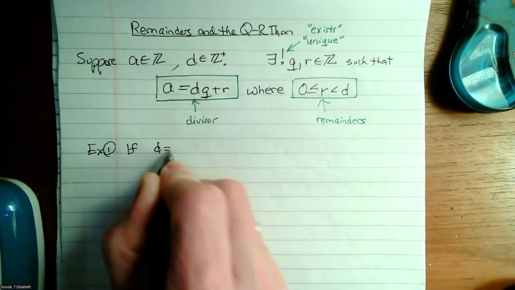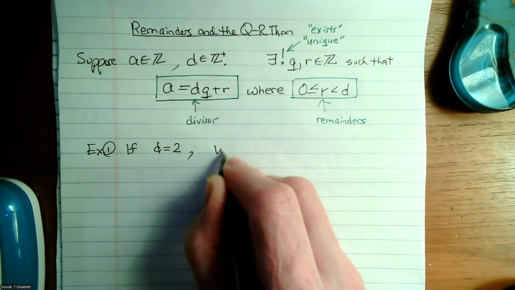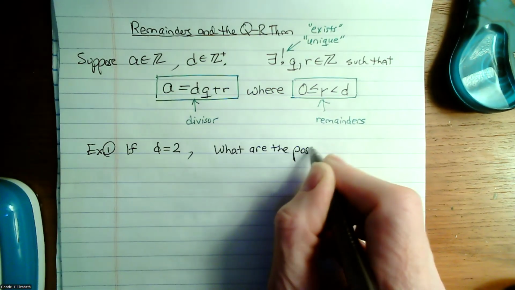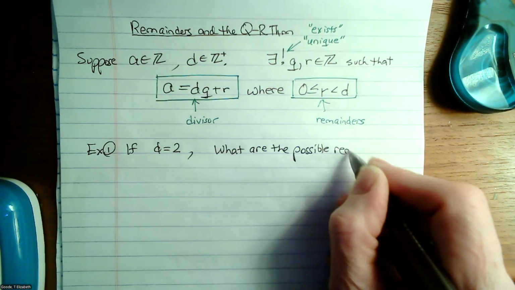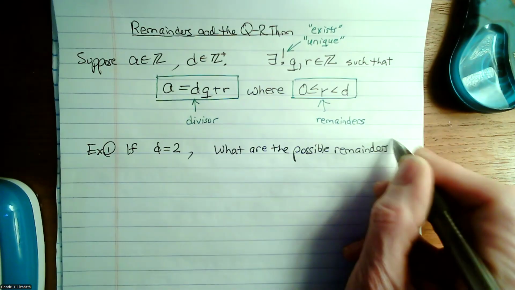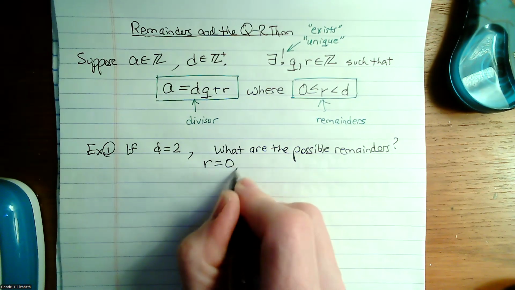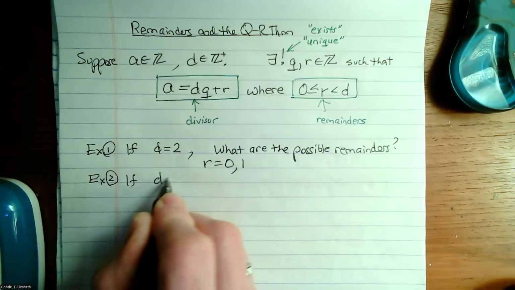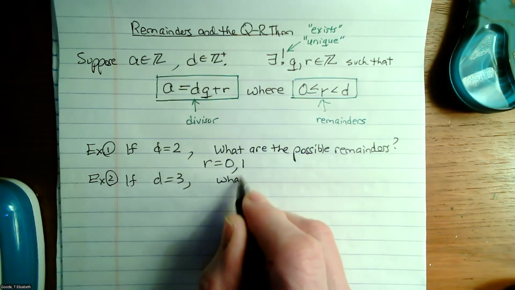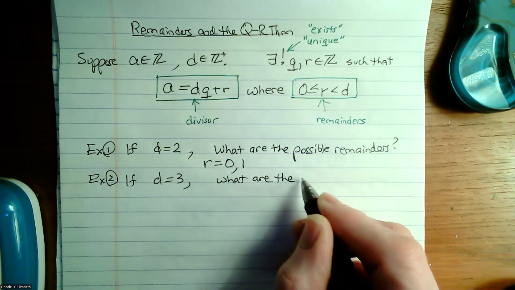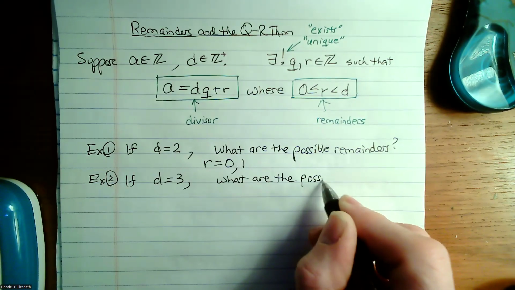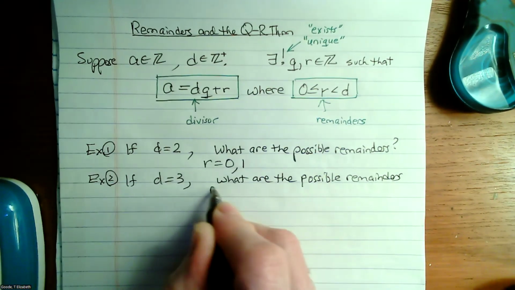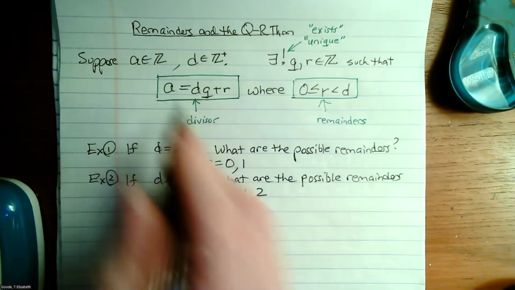If D is 2, what are the possible remainders? So if we're dividing an integer by 2, what are the possible remainders that we might get? 0 and 1. Yes. So if D equals 3, what are the possible remainders? 0, 1, and 2. Exactly. So let's just look at that.